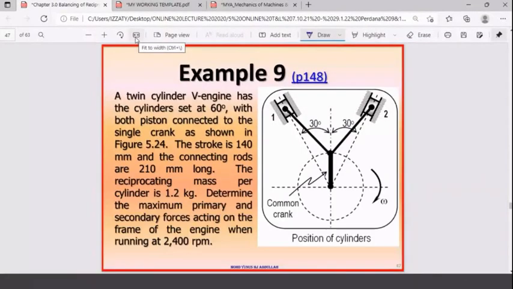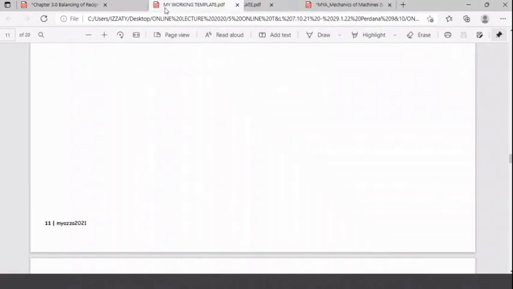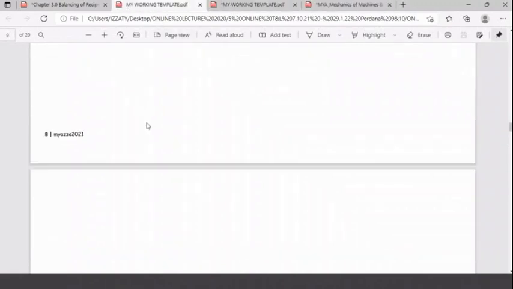So before we start, let us overview what are the things that we're going to look for. For example, the same parameters we are going to look for. I'm going to share with you another file here. One minute, yeah. My working template, I'm going to share with you. Where are you? This one. Okay, this one, yeah.